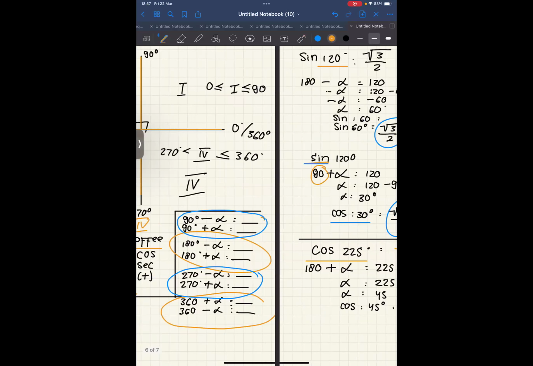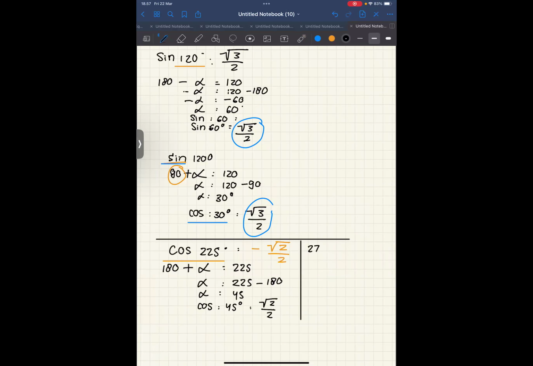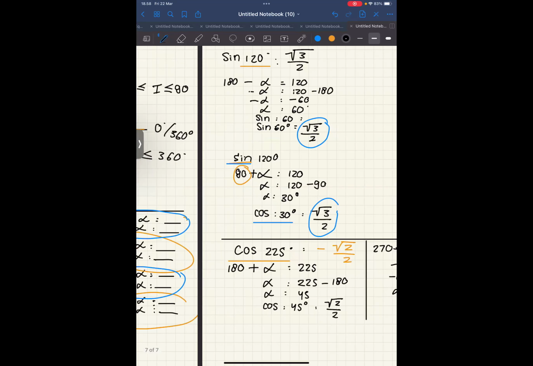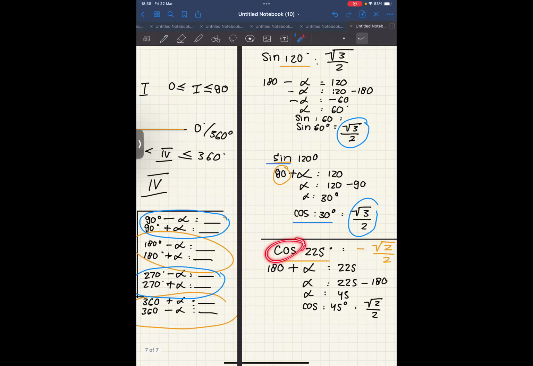Then we're gonna search it with another one with 270 degree. Minus something because it's bigger than 225 degree. So this minus angle is 225 minus 270, which results in minus 45 degree. So the angle is 45 degree because we are using the vertical lines. As we can see here, cosine changes to sine.